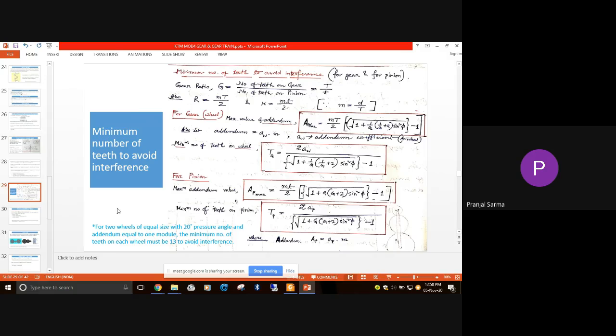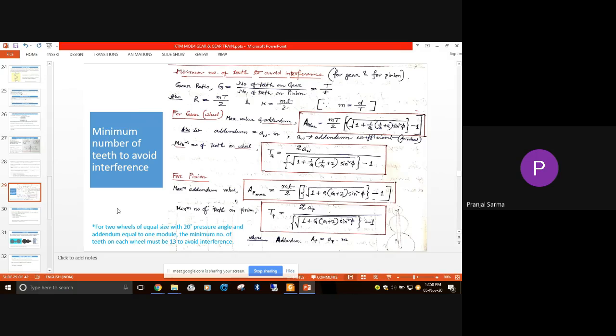And why is it happening? Because in one of the methods to avoid interference, we have seen that if we can somehow increase the pressure angle value, then there is a tendency to limit the interference, or we can somehow avoid it. So the 20 degree pressure angle has become common nowadays.